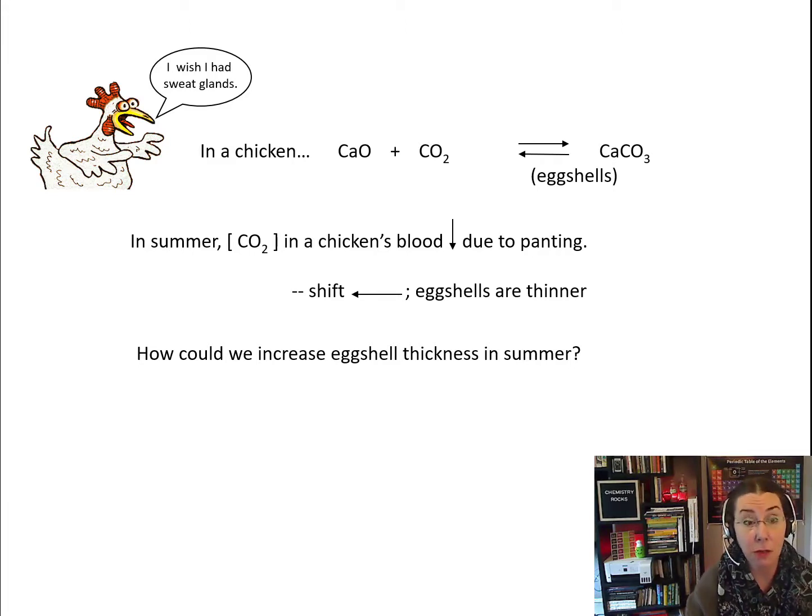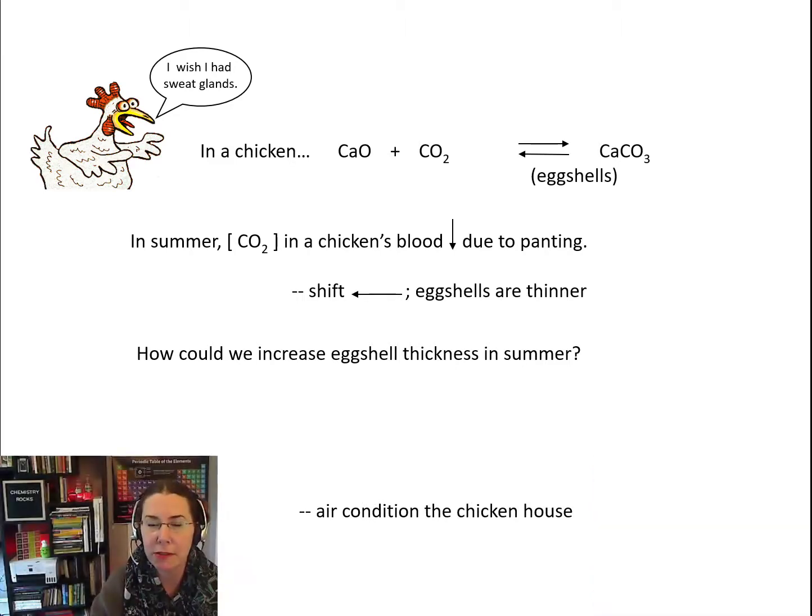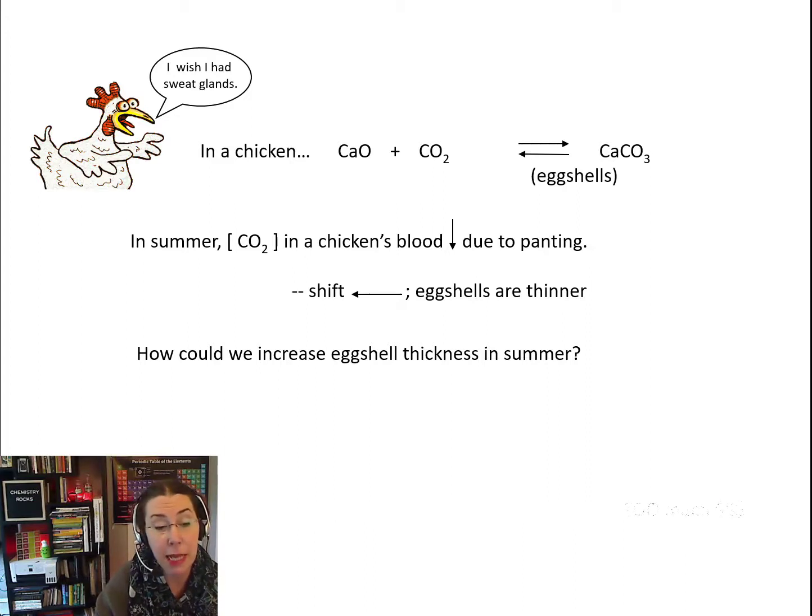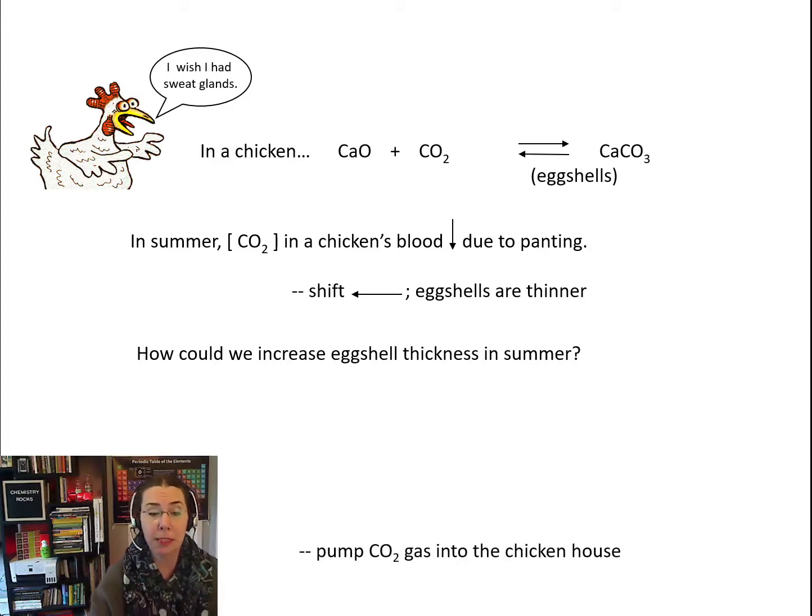Alrighty, so some of you might have said air condition the chicken house. Well, I'm sorry. We're chicken farmers and we're not made of money, so we're not going to be doing that. It costs too much money. Some of you might have said, well, pump carbon dioxide gas into the chicken house. Get more carbon dioxide in there for the chickens, right? But no. What's a big problem if we do that?